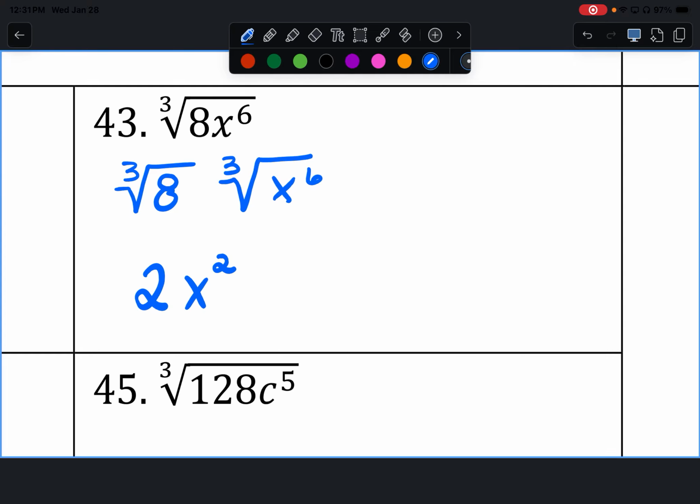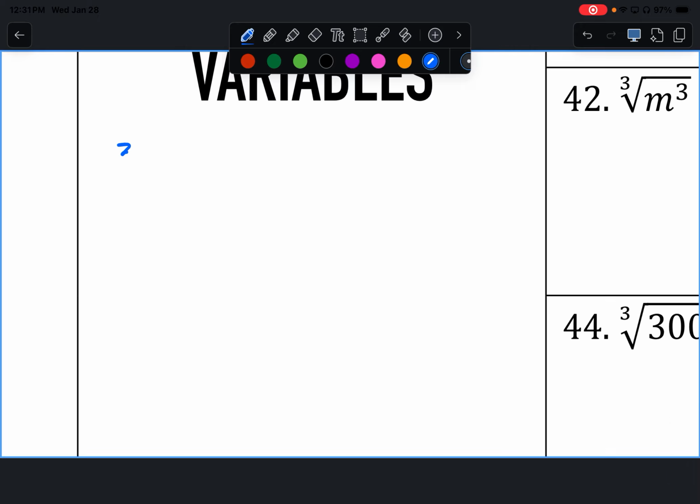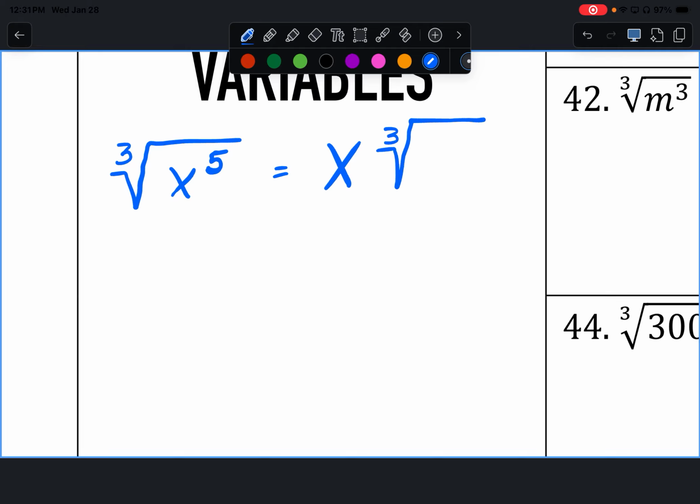And before we look at any others of these, okay, I want to do a quick example. So we have the cube root of x to the 5th, okay? Is 5 divisible by 3? No. How many times can 3 go into 5? So we get x. Then we have the cube root of how many are left over? 2. So however many times it can go into, it goes on the outside. Then on the inside, it's how many are left over.